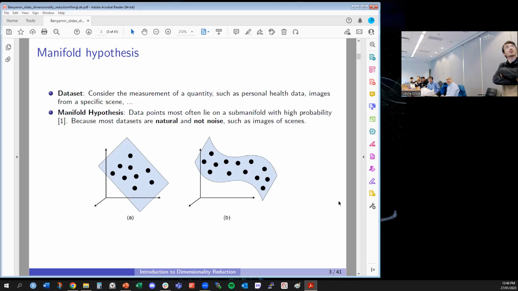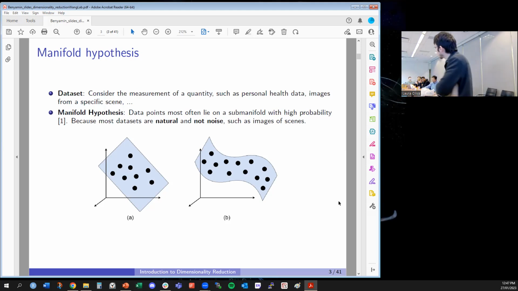So, the manifold hypothesis. At first, what is a data set? Consider a measurement of a quantity. It can be anything: personal health data, images, or a specific thing, any kind of measurement that you have. We can consider a set of these instances as a data set, and each point as a data point.